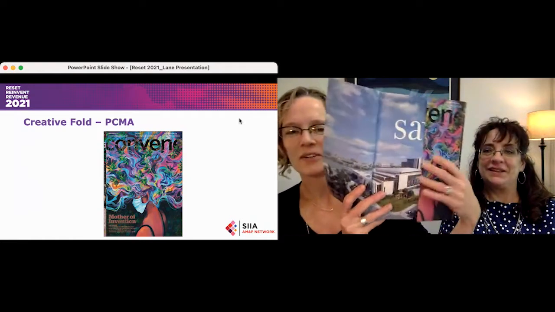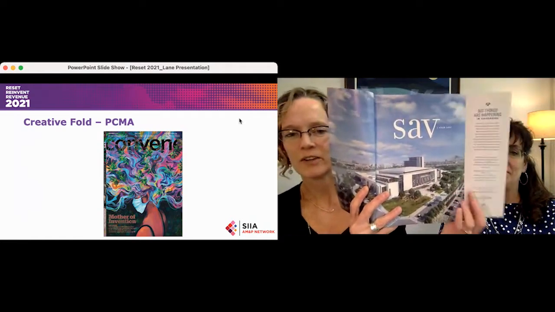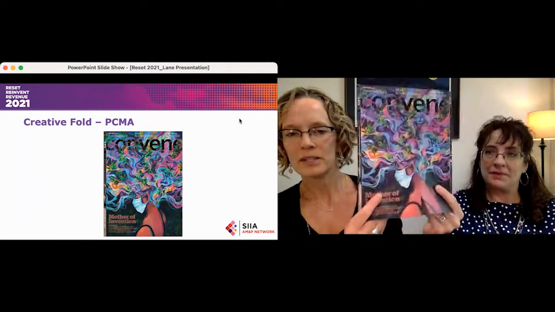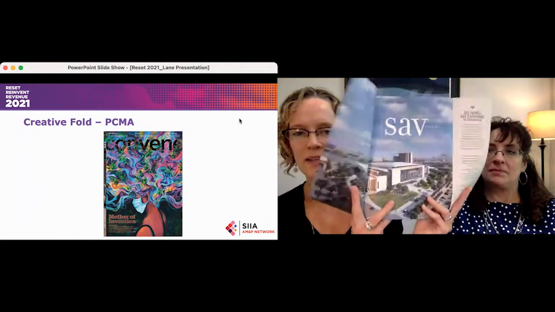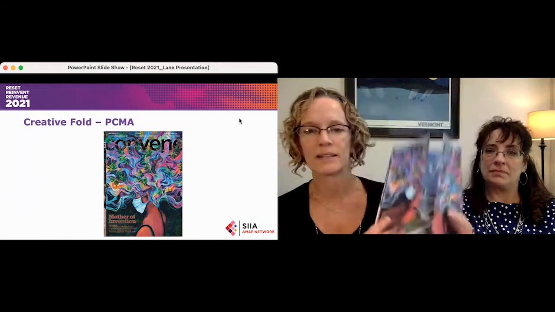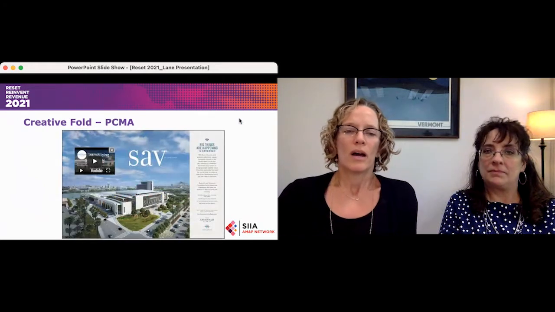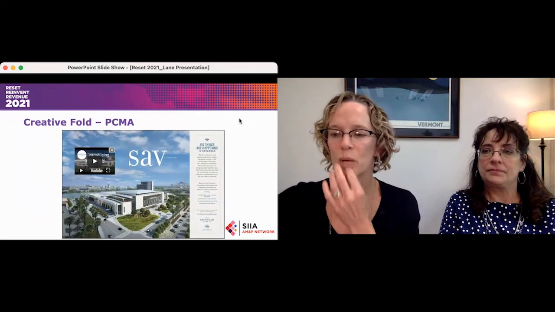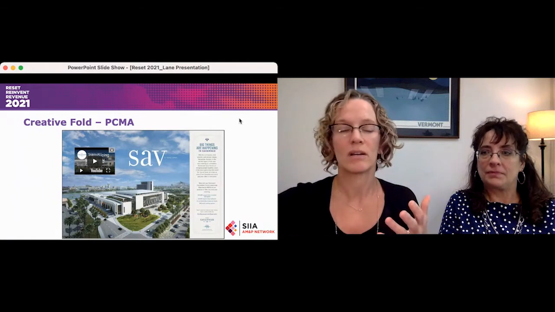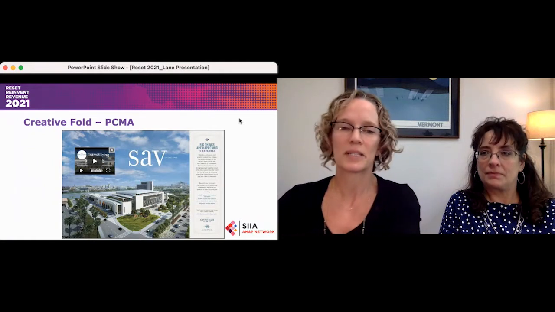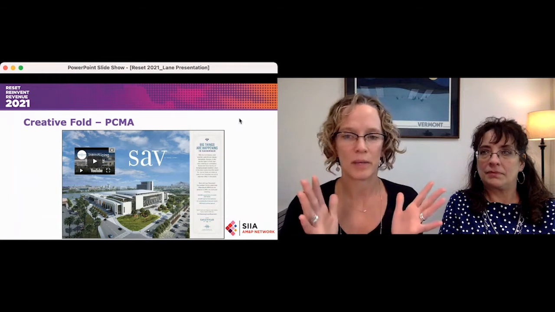This is the creative fold, right? So this is called a French door cover. So this is the cover of the magazine. This is the ad inside, okay? So again, this provides additional ad space, right?